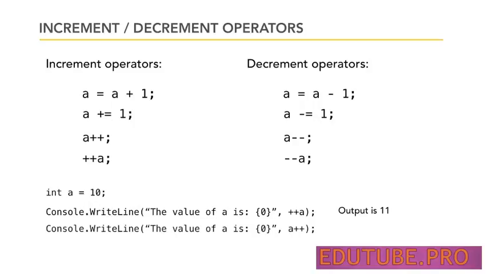If we use the postfix notation, that increment would get done after the substitution took place. So in that case, the output would be 10, even though a would then be incremented and would be equal to 11. So that's the main difference between prefix and postfix increment.